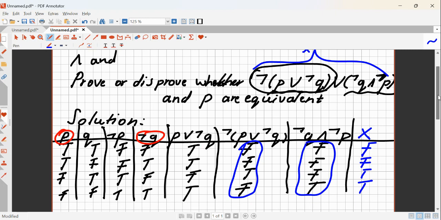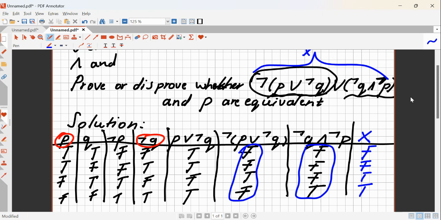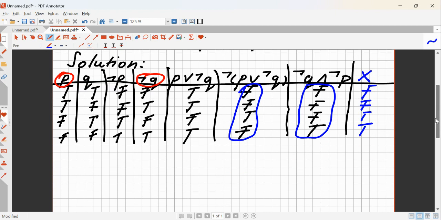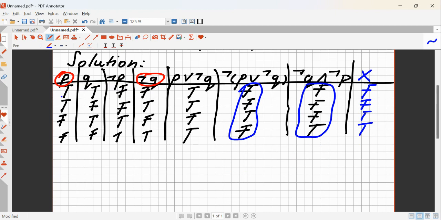No, we cannot say that our whole expression is equivalent to P because here it's T, it's F, this one is T, this one is F, this one is F, this one is T, and this one is F. So this one is also T. So not equivalent. Thank you for attention.